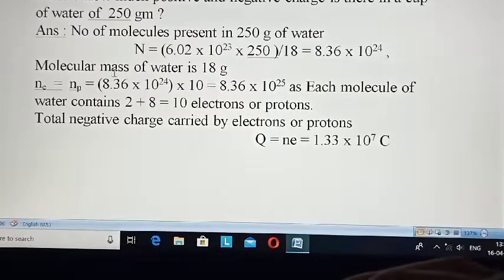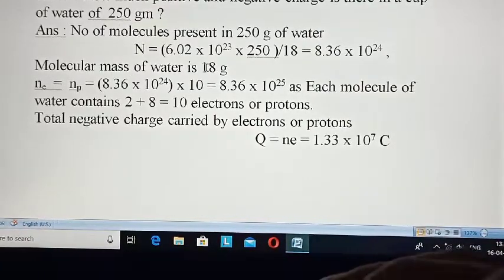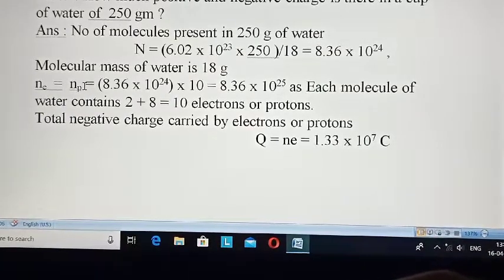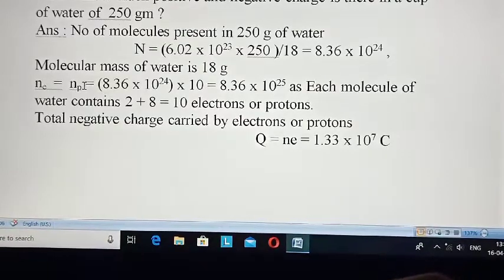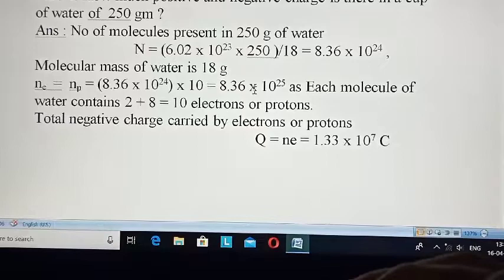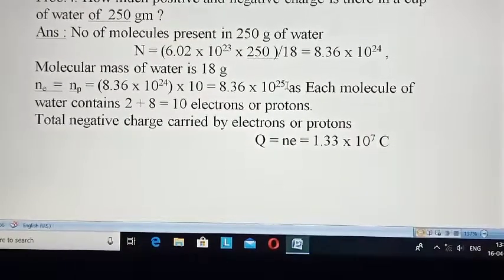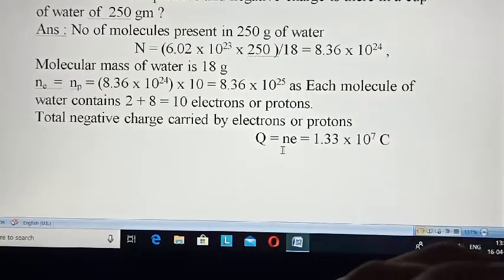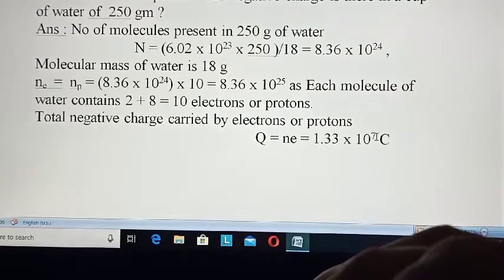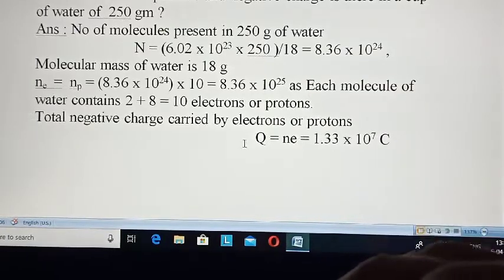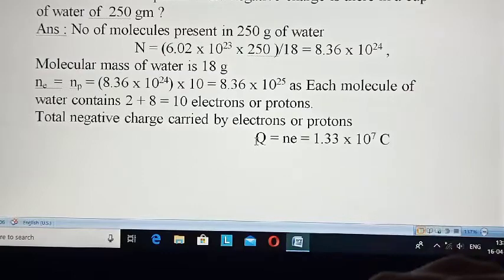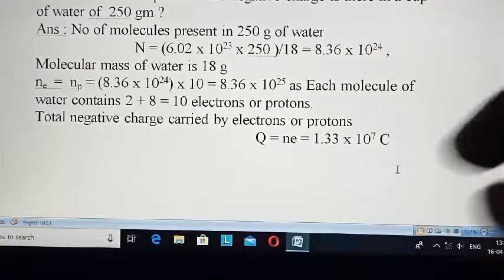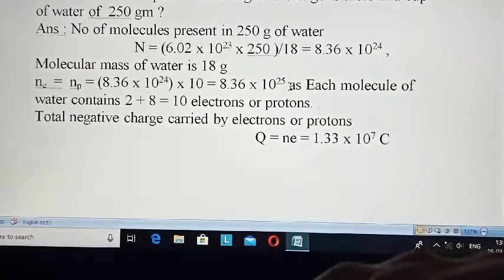The molecular mass of water is 18, that also you need to know. So the number of electrons or protons present in a cup of water becomes 8.36 into 10 to the power 25. Fine. So the total negative charge carried by electrons or protons, Q, is equal to 1.33 into 10 to the power 7 coulomb. For electron it will be negative, for proton it will be positive. Again I am telling this.